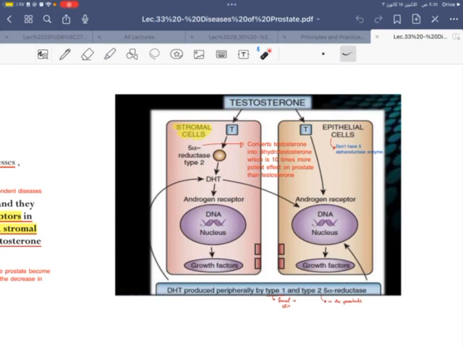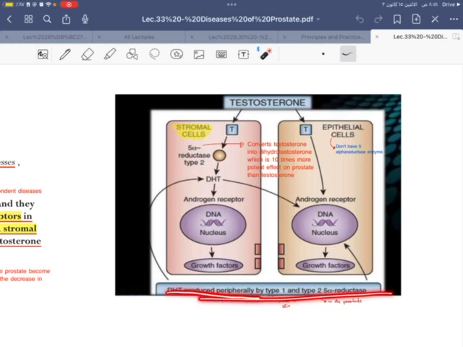Testosterone enters the stromal cells via 5-alpha reductase. It's converted to dihydrotestosterone, which is 10 times more potent than testosterone in its effect. The dihydrotestosterone binds to the androgen receptor, and then growth factors are produced. Dihydrotestosterone is produced peripherally by type 1 and type 2 5-alpha reductase.